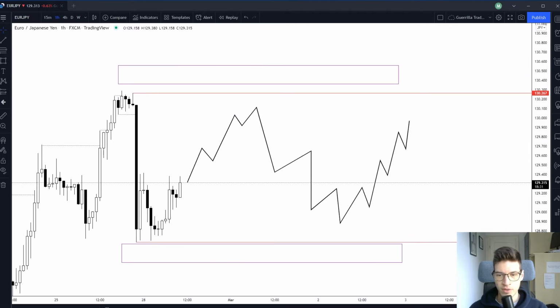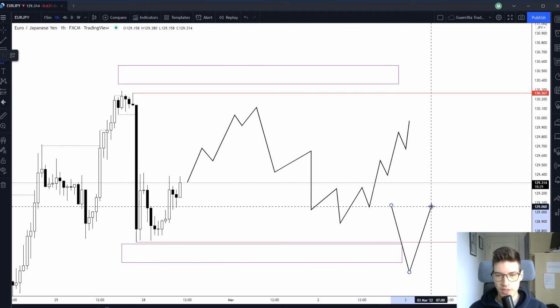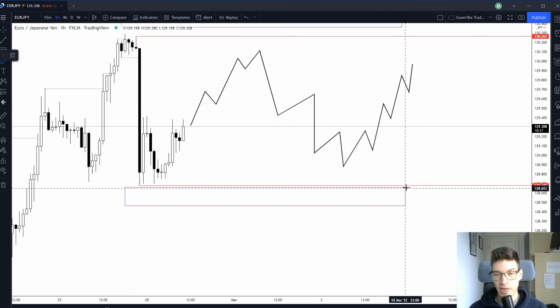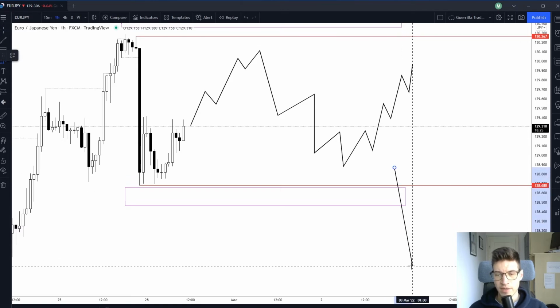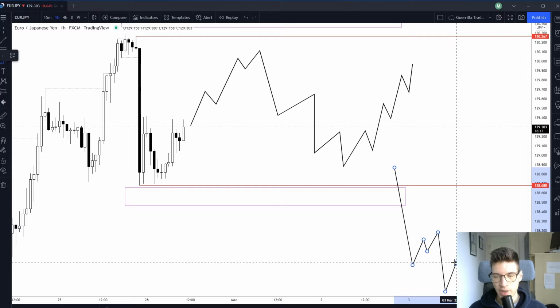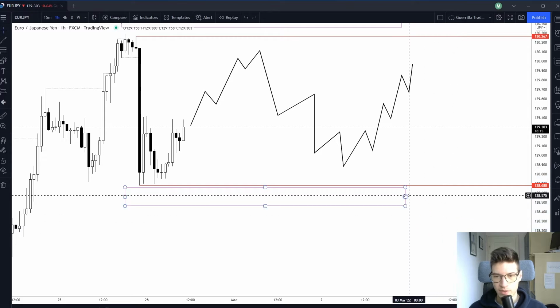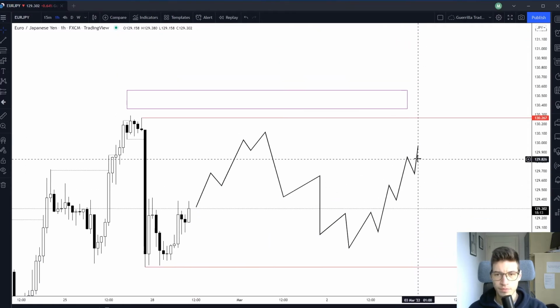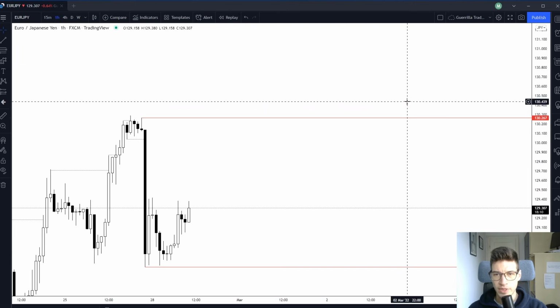Same thing as on the EU, we can just break and retrace, but what I would like to see is a break and then some real conviction, maybe 2 to 3 candles after the break of the low, and then a continuation pattern, or maybe another push, then a break and retest trade. So one of those. And that is it for EJ.